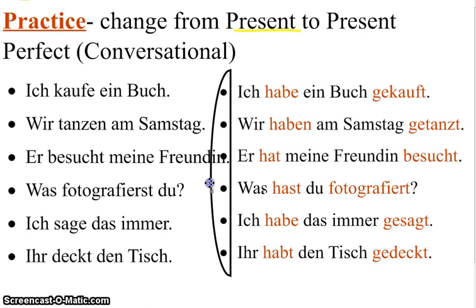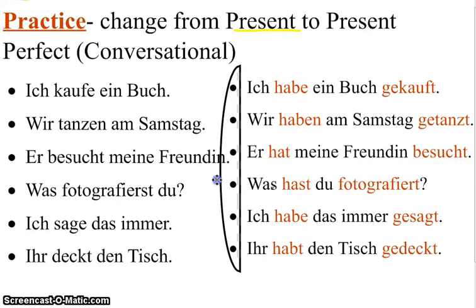So here are the answers. Ich habe ein Buch gekauft. Wir haben am Samstag getanzt. Sie hat meine Freundin besucht. Was hast du fotografiert? Ich habe das immer gesagt. Ihr habt den Tisch gedeckt.